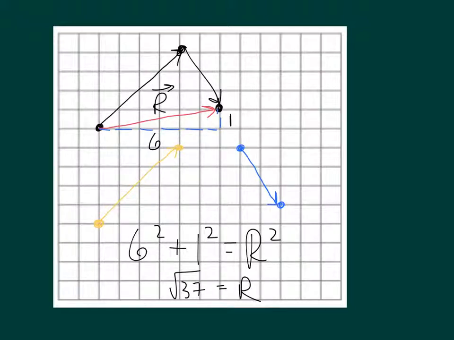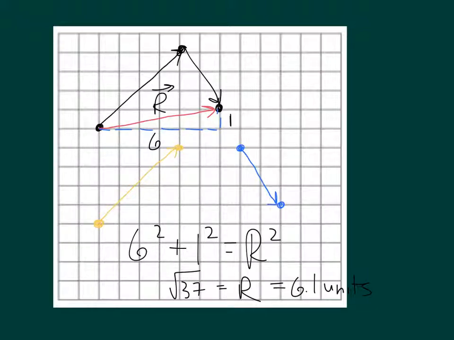Which will probably be like what? 6 point something? Is it even 6.1? 6.1 if you round? Basically, yeah. Okay, so r is 6.1 units. That's the length of that vector.